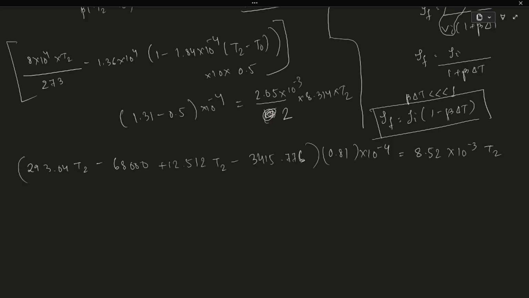So 293.04 plus 12.512 gives 305.552 T2, minus 68000, minus 3415.776, which is 71415.776, into this 0.81 into 10 to the power minus 4, equals 8.52 into 10 to the power minus 3 T2.